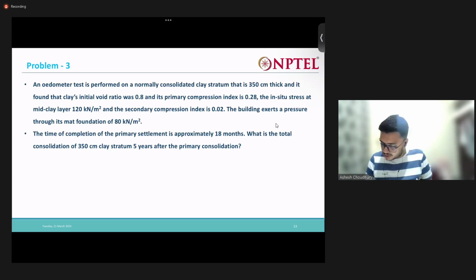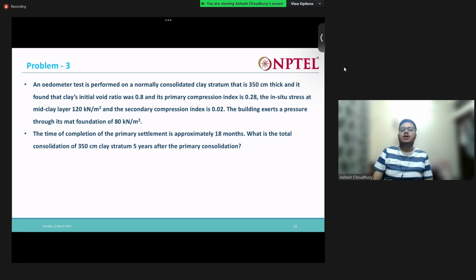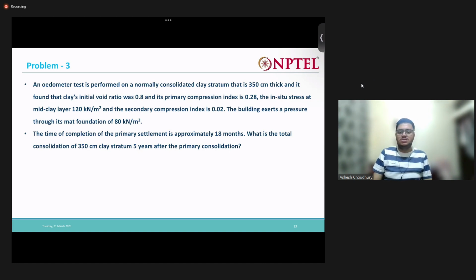Now let us come to the next problem. Here an odometer test, that is the one-dimensional consolidation test, is performed on a normally consolidated clay stratum that is 350 centimeters thick. It is found that the clay's initial void ratio is 0.8 and its primary compression index is 0.28. So the soil is normally consolidated, the thickness is given, the initial void ratio is given, and the compression index is also given. The in situ stress is also given, and the secondary compression index is also given to us, which is 0.02.